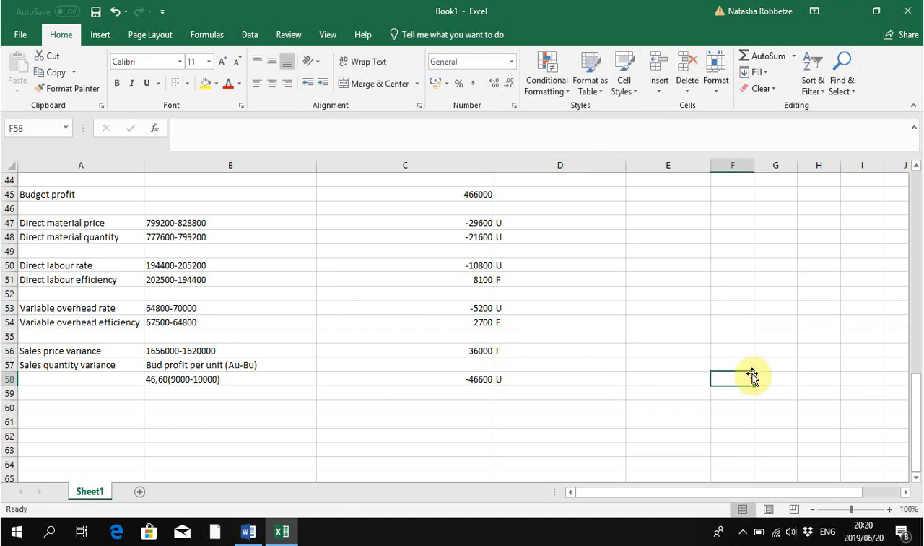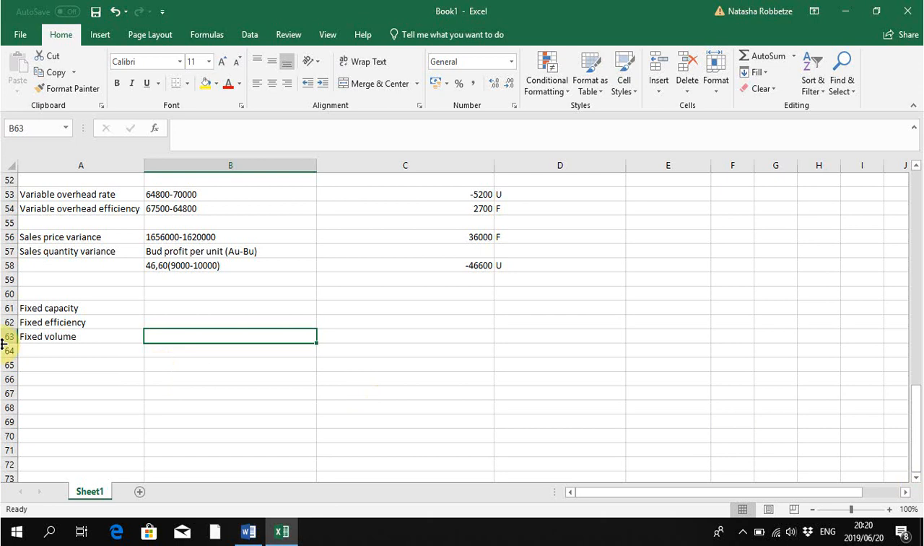Right, we are moving on to our last variances, which are the fixed cost variances. As I said, I calculate them in order. So it is fixed capacity, fixed efficiency, fixed volume, and then there is also a fixed expenditure. Leave a line open.